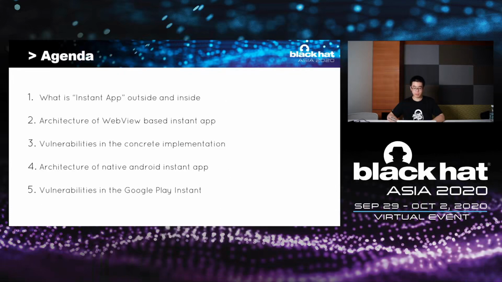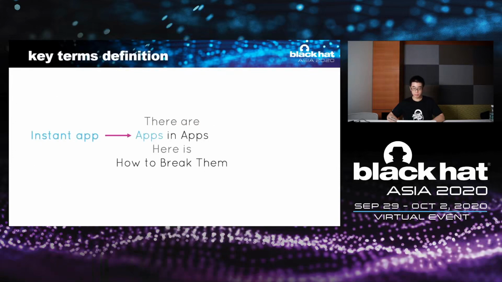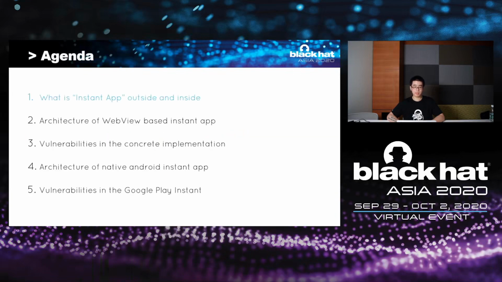Here is the outline of my talk. First, I will show you what's outside and inside the Eastern app. Next, I will detail the architecture and some vulnerabilities of WebView-based Eastern app and native Android Eastern app. First of all, I should clarify some keywords in the title. The first app is called Instant Apps, and the second one is Supervised Apps. Okay, let's get started.